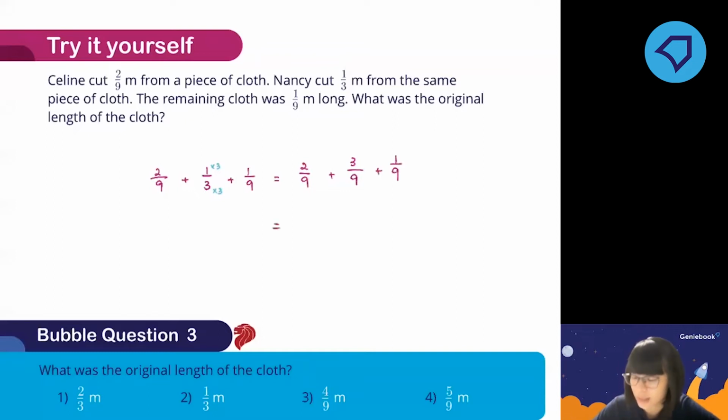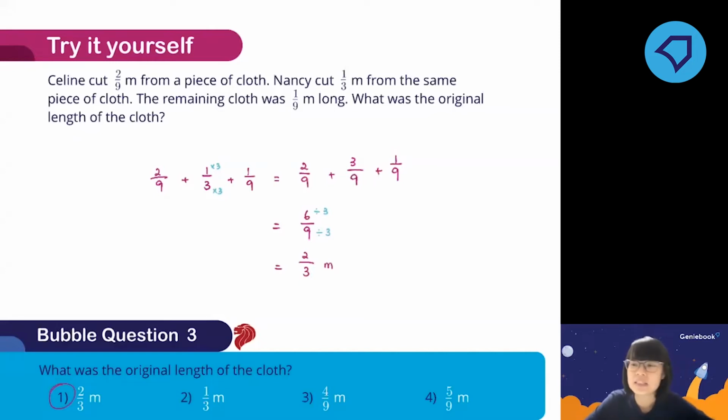So let's add them together. 2 plus 3 is 5. 5 plus 1 is 6. So it is 6 over 9. And then, of course, always give your answer in the simplest form. So if you want to give it in the simplest form, we can divide by 3. Divide by 3, and then you will get 2 over 3 meters. So your answer would be option number 1.